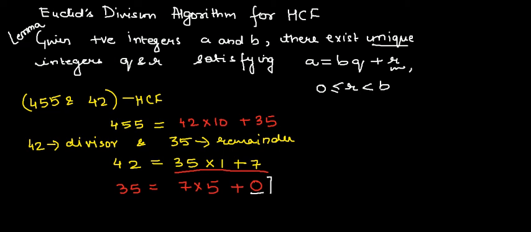0. So in this process, we have been able to come down to a point where we get our remainder as 0. Now this means that the HCF of these two numbers, 455 and 42, essentially is 7. The last stage, what we get in the last stage is actually the highest common factor, which would leave us with the remainder 0.